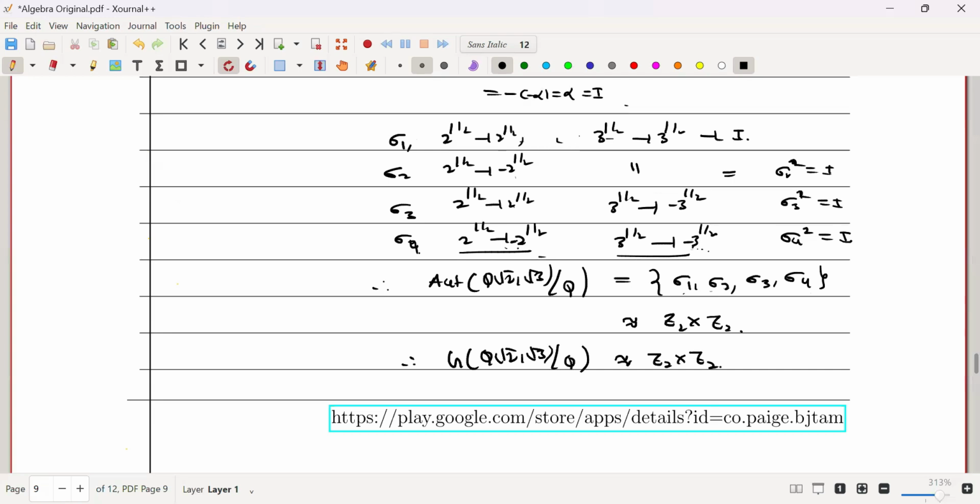It need not be only root 2 and root 3: if d1 and d2 are square free, then Q of root d1, root d2 is isomorphic to Z2 cross Z2. Not only root 2, root 3, but whenever d1 and d2 are independent and square free, the Galois group of Q of root d1, root d2 over Q is isomorphic to Z2 cross Z2.